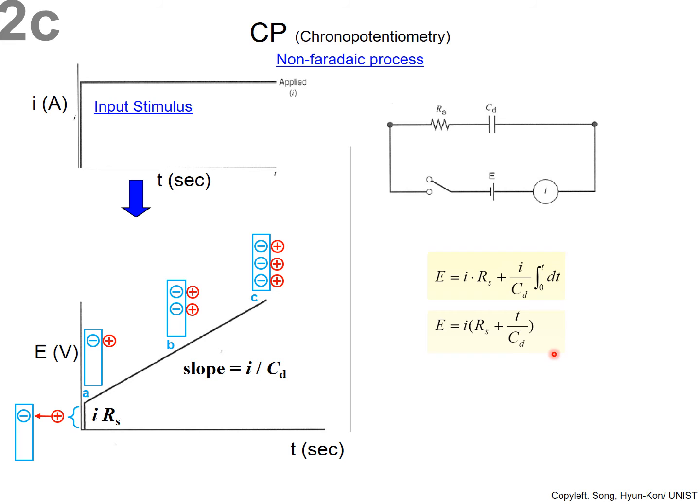In this equation, the current is a constant value. So the potential would increase with time. The slope is I per capacitance. Of course, again, this current is fixed at a constant. And the y-intercept is I times the solution resistance. That is the non-Faradaic process for chronopotentiometry.